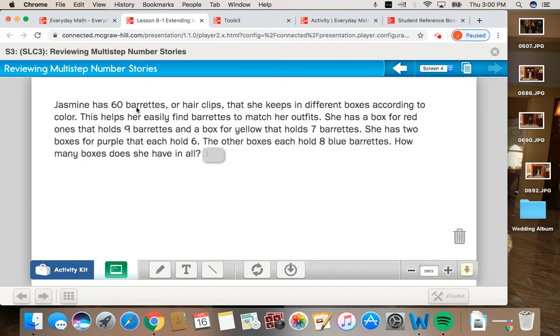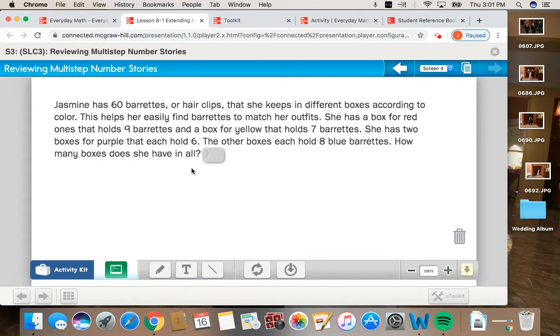Jasmine has 60 barrettes, or hair clips, that she keeps in different boxes according to color. This helps her easily find barrettes to match her outfits. She has a box for red ones that hold 9 barrettes, and a box for yellow that holds 7 barrettes. She has 2 boxes for purple that each hold 6. The other boxes each hold 8 blue barrettes. How many boxes does she have in all?